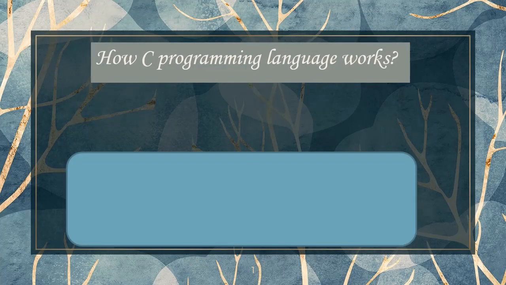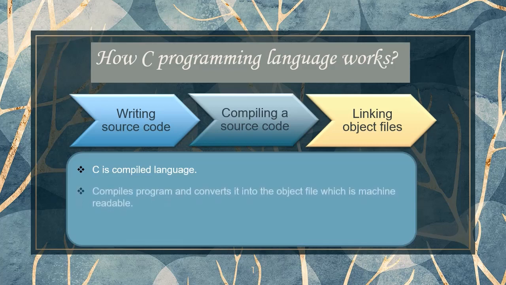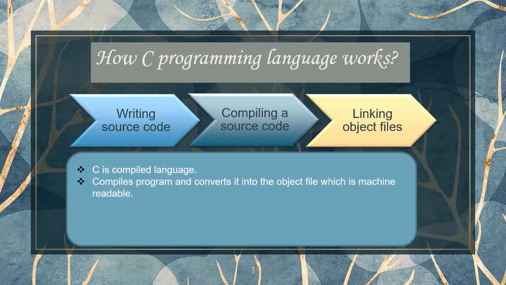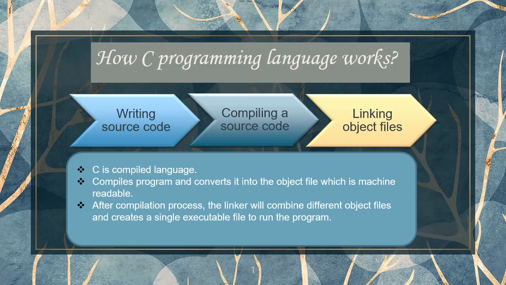So this is how the C programming language works. Firstly, writing source code, and then compiling the source code, and then linking object files. C is a compiled language. The compiler compiles the program and converts it into an object file which is machine readable. After the compilation process, the linker will combine different object files and create a single executable file to run the program.